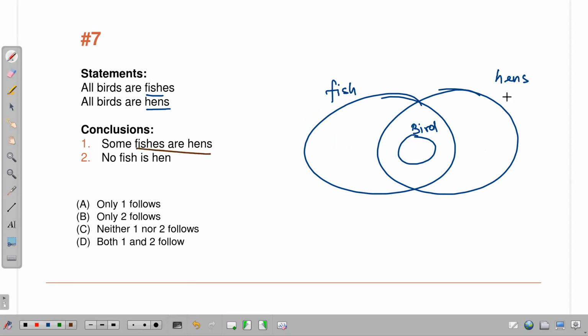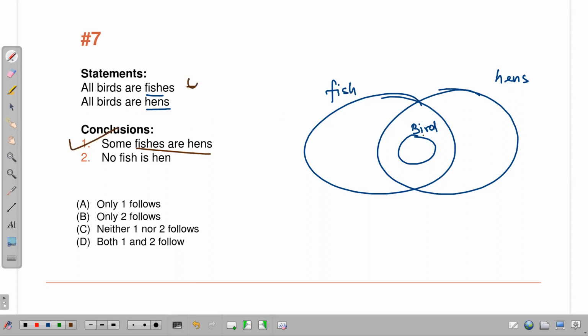I mean, necessarily yes, because a minimum of one bird is also always going to be a fish and a hen. So one fish, which is the bird, is always going to be a hen. So I think this is something that we can say.